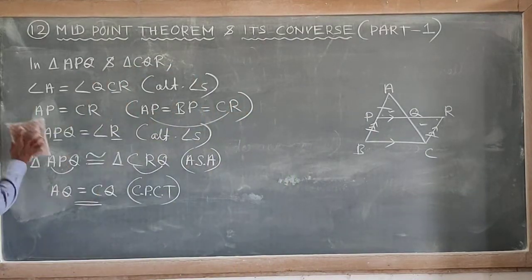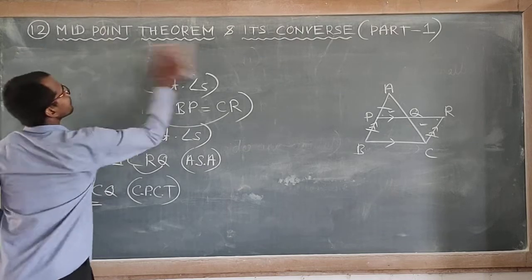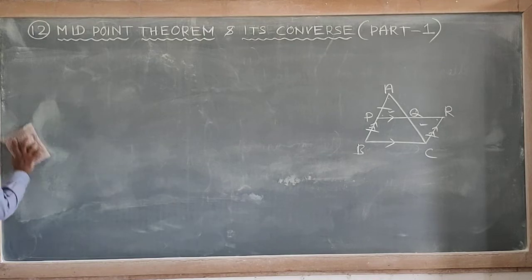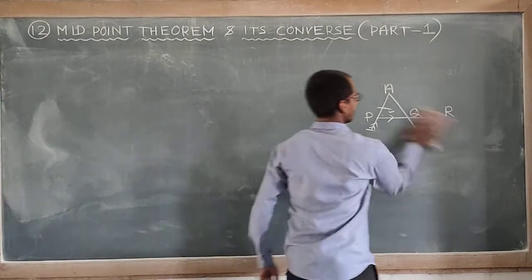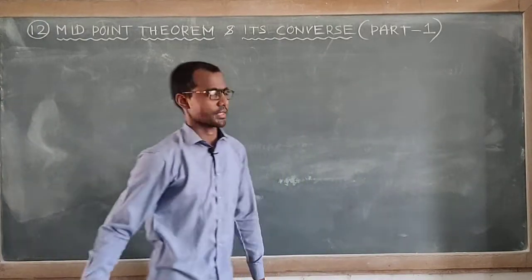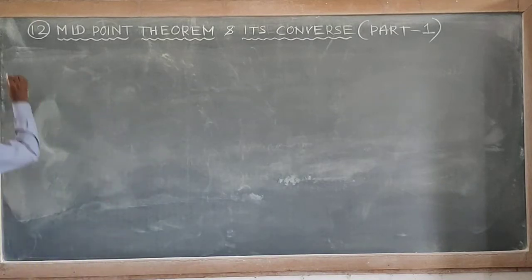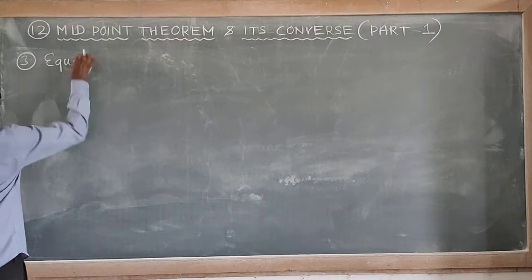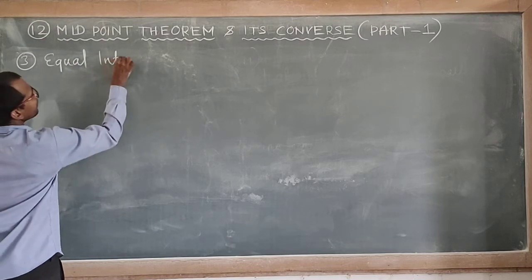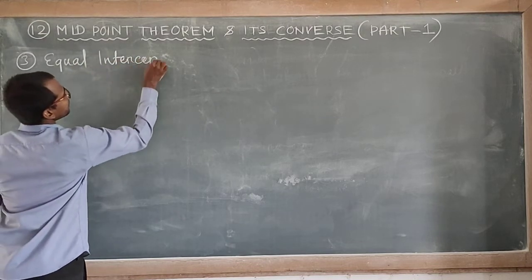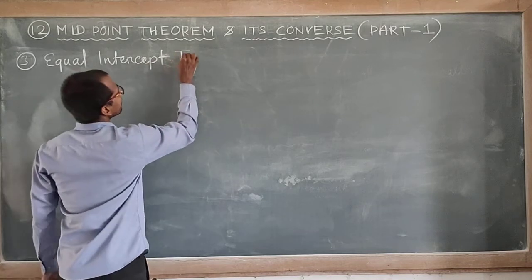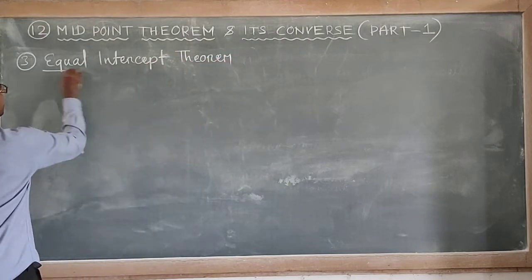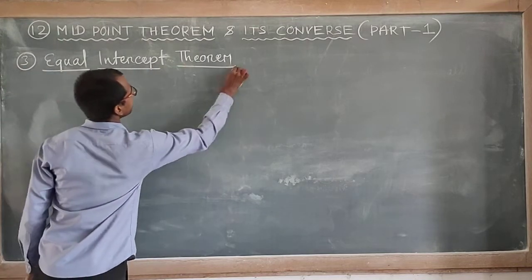Then the last theorem. There are only 3 theorems in this chapter. Then we will move to examples. Okay. In the next part, I will move to examples. Last theorem is the equal intercept theorem. Equal intercept theorem.